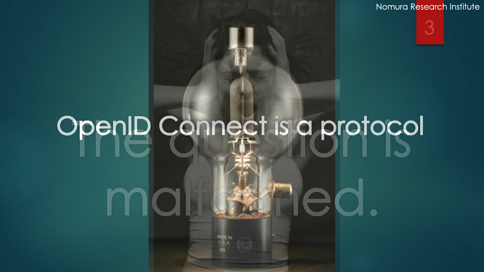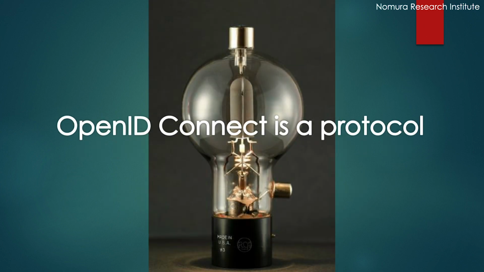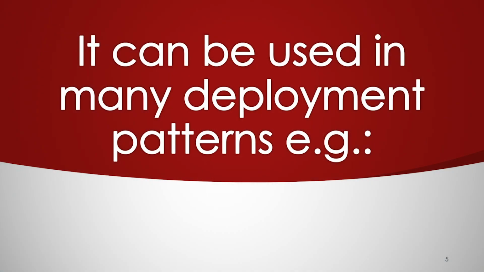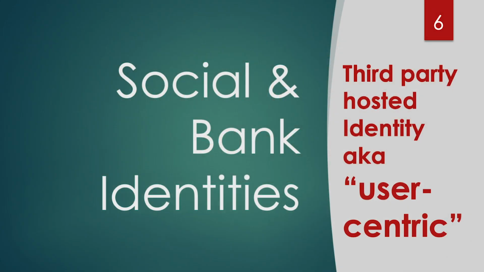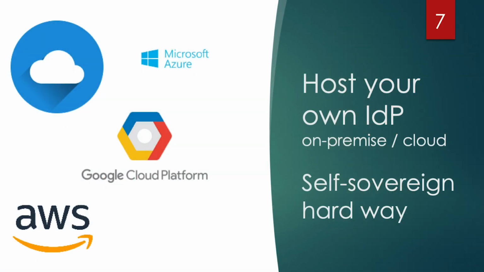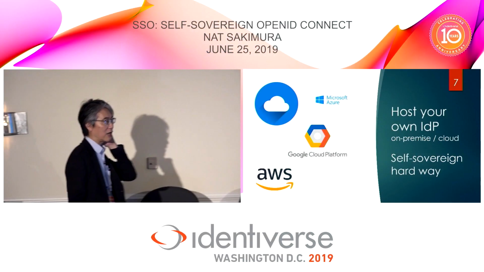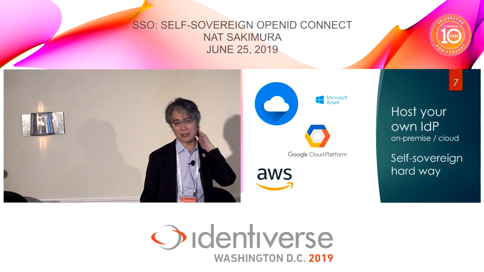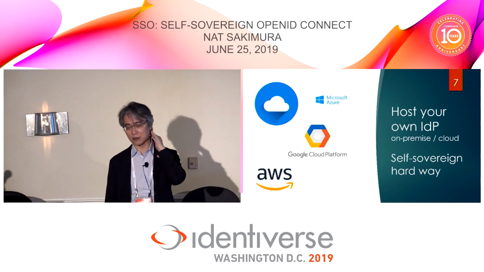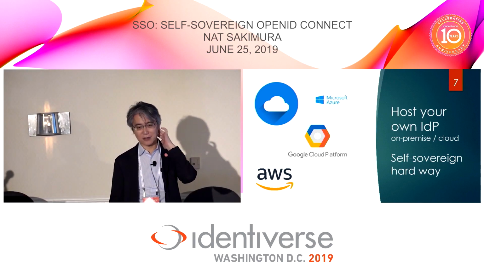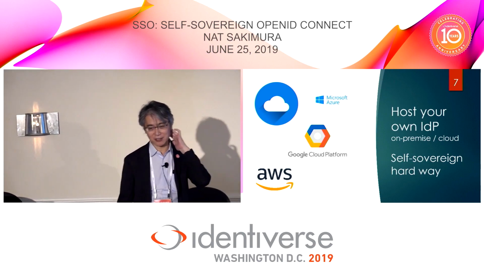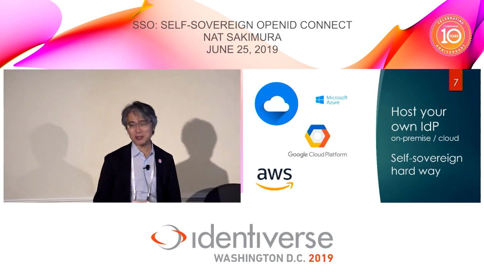OpenID Connect is actually a protocol. Right? It's only a protocol, and it can be deployed in various deployment patterns, such as social and bank identities, in which case it results in user-centric identity. While it can also be deployed on your own, on-premise or on cloud. I have been running my own IDP since 2011 on OpenID Connect. There's only one user, me. Right? And it's pretty much self-sovereign.